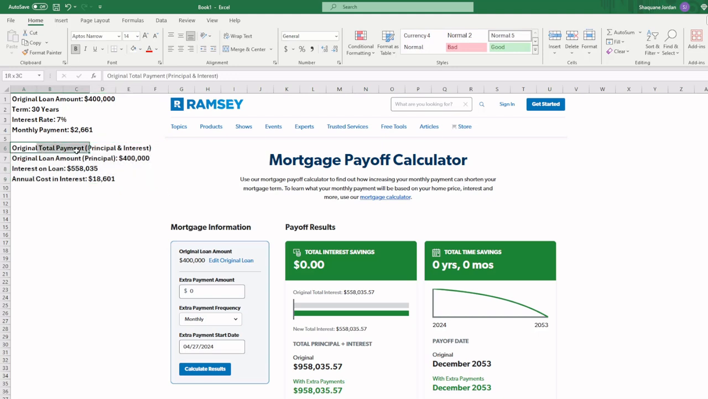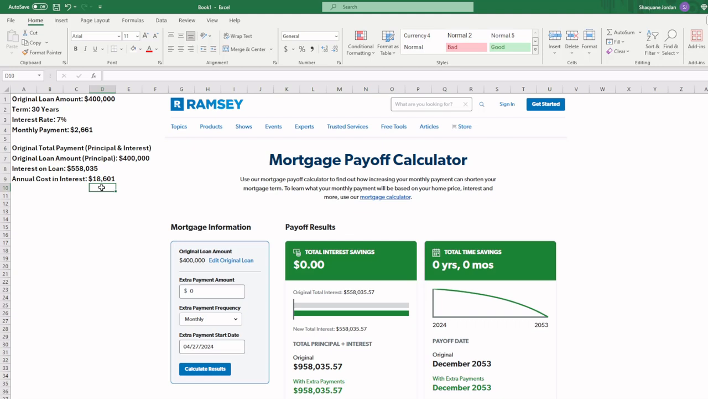So the original total payment, principal and interest. Again, the principal is $400,000, and over 30 years in this loan, you'll be paying $558,035, which annualizes into $18,601. So in interest from this loan, you'll be paying almost $19,000 each year. It's almost like buying a new car, except you don't get a car.